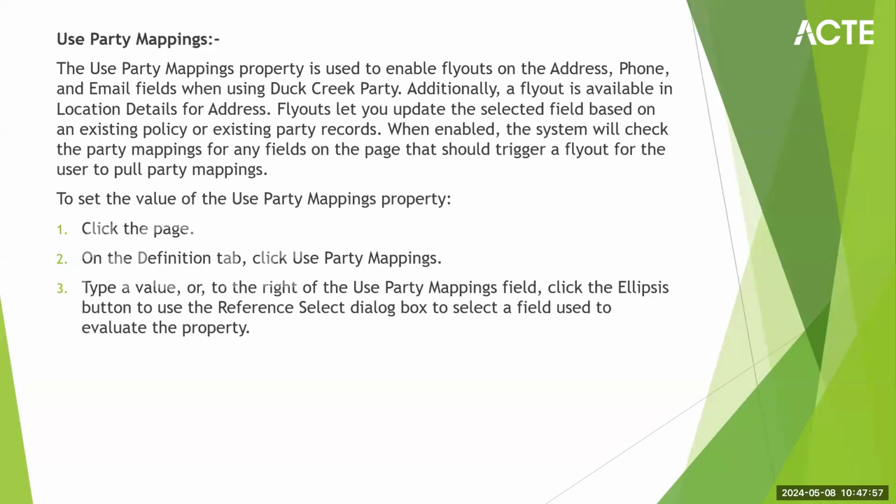Suppose you give a wrong zip code for the particular state, it will give you a warning like a wrong zip code. So how is it displaying? Because we are already using this party mapping in the background for those particular fields, especially for the location details like address, email ID, phone number. So how do you set it? Click on the page on the definition tab, click use party mapping. Type a value or map the correct respondent to field which is already created.